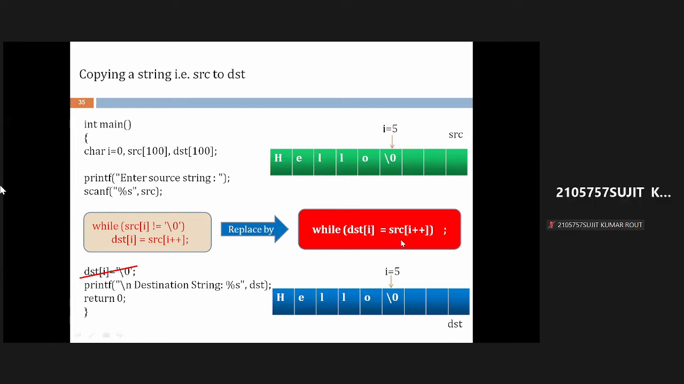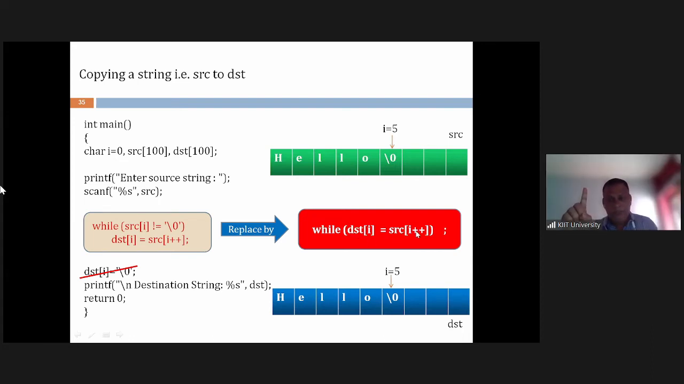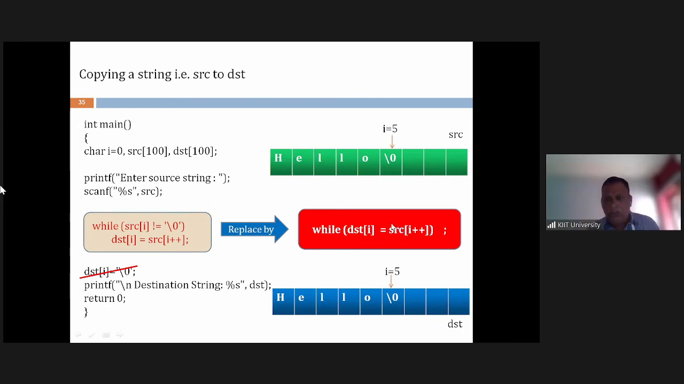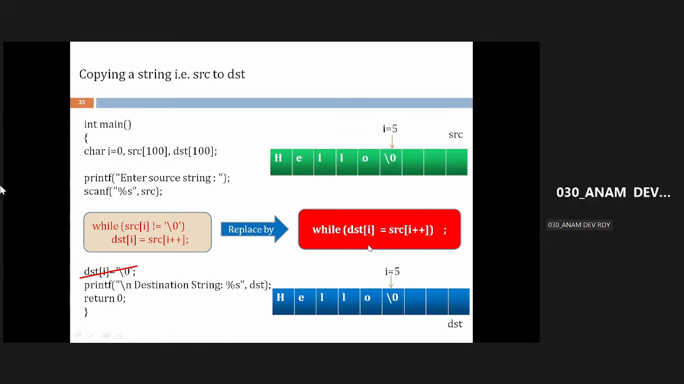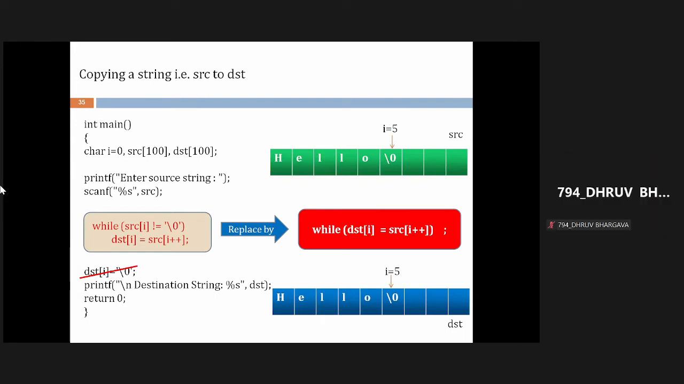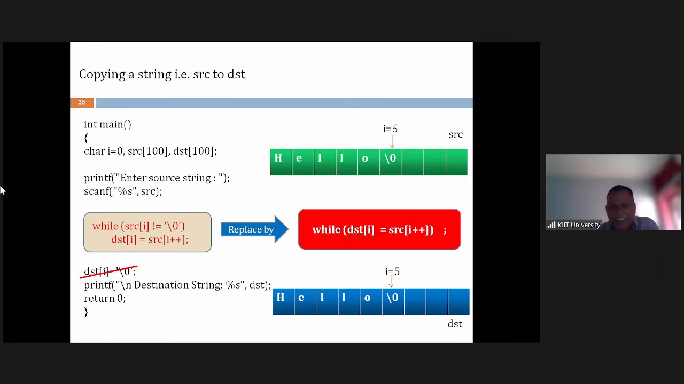We'll write source to destination. After writing, my I will be increased by 1. And the moment I copy backslash 0, this will return a true or false value. False. If it returns false, I'll come out of this. Is it understood? How could I do all this using a single statement? Yes, sir. That is why I did not use do while, okay?